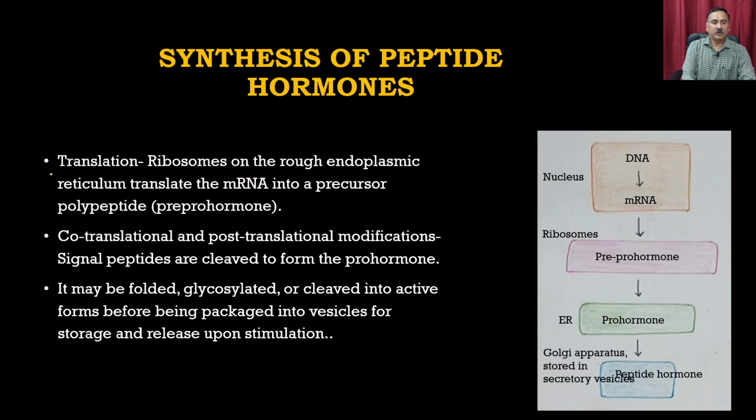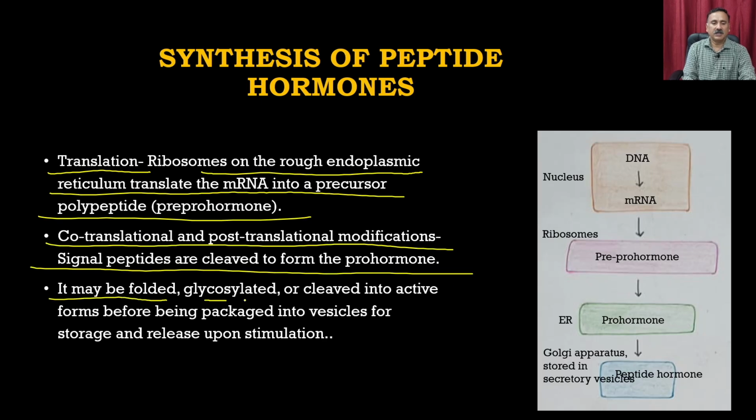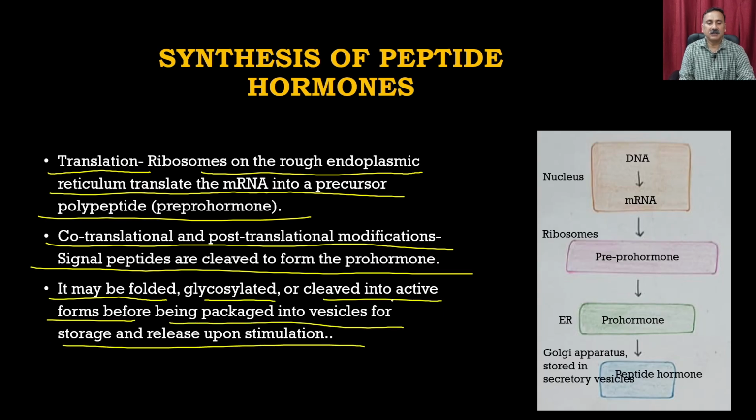Once the mature messenger RNA is formed, ribosomes on the rough ER translate the messenger RNA into precursor polypeptides. Then, through co-translational and post-translational modification, signal peptides are cleaved to form the pro-hormones, which may be folded, glycosylated and cleaved into the active form before being packed into vesicles for storage and release upon stimulus.